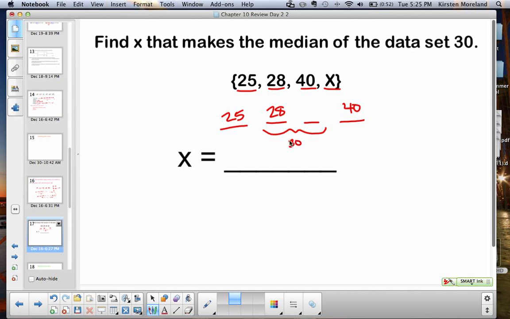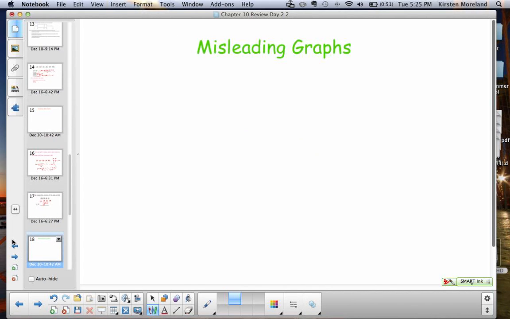And then we know that right in the middle of these two numbers has to be 30, so the way I do it is I say from 28 to 30, that's plus 2. So to make it equal, I have to add 2 to the other side, so my other one has to be 32, because directly between 28 and 32 is 30, so the median would be 30.